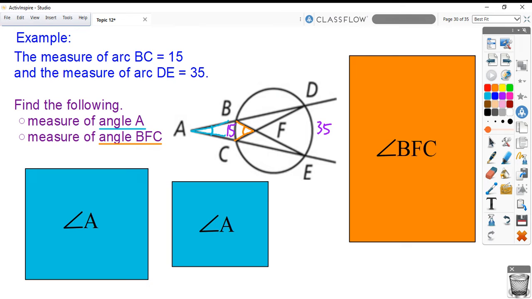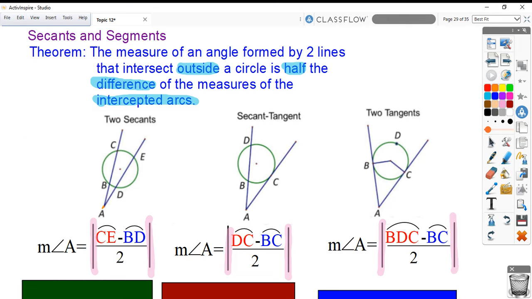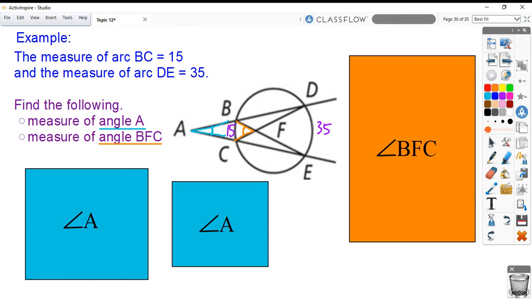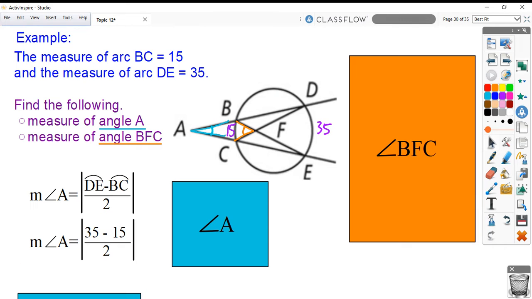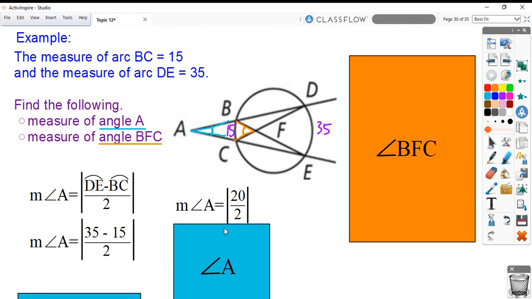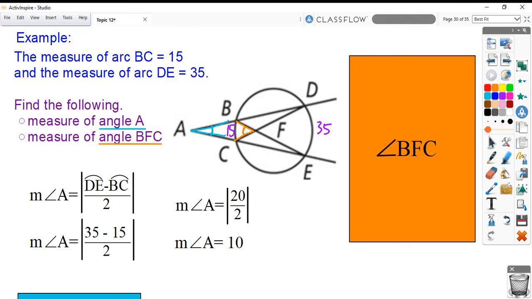Okay? So for our first one, angle A is on the outside of that circle. And according to the theorem that we just filled out, the angle on the outside of the circle is half the difference of the measures of those arcs. So if we take the difference of those arcs and cut it in half, that's what we're going to do. We're going to do the difference, DE minus BC, and cut it in half. That's 35 minus 15, that's 20 for you math majors. So when we cut 20 in half, that gives us our angle A must be 10 degrees.